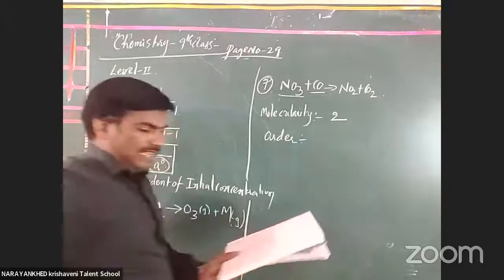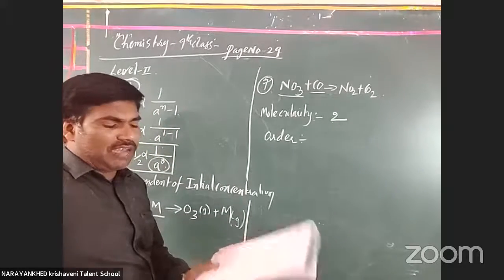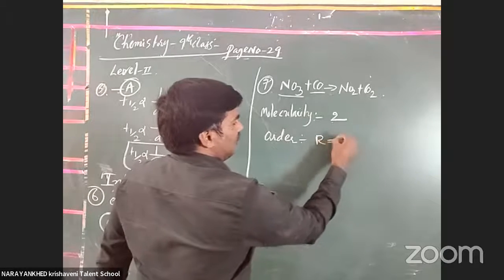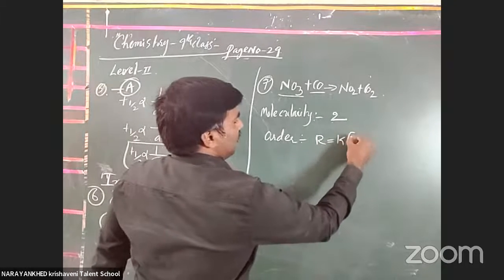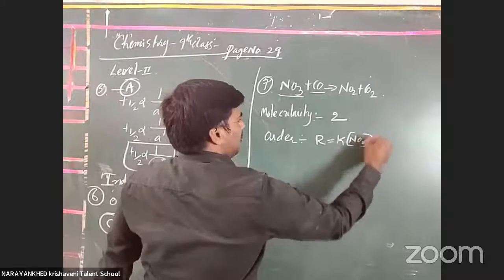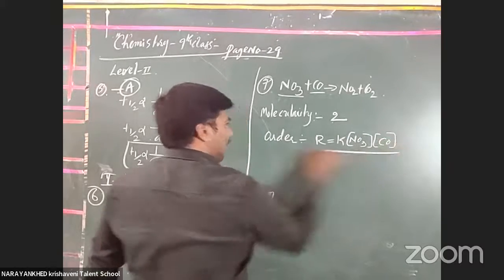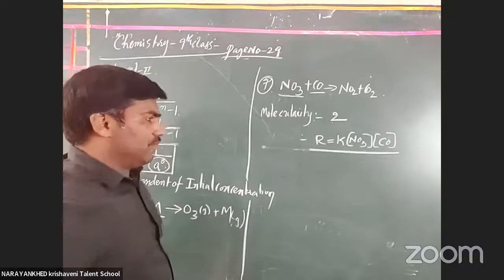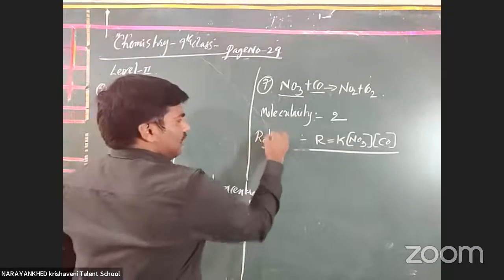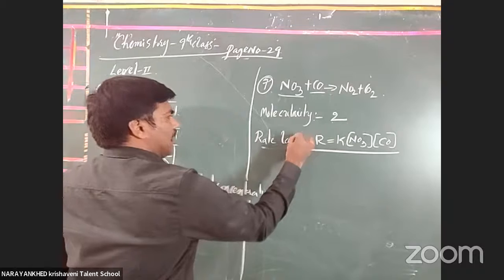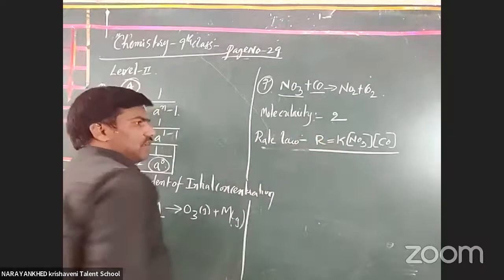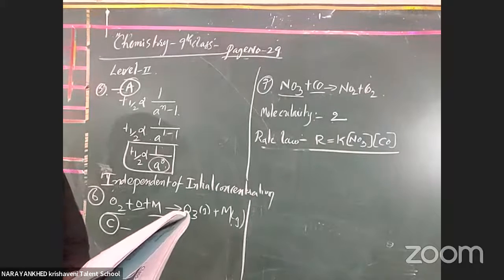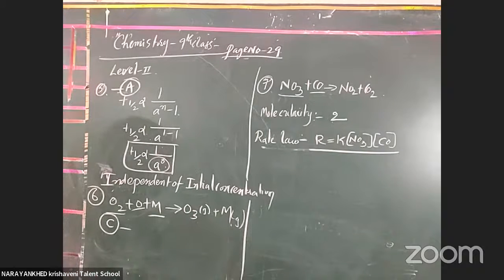You know very well what the rate law is and how to write it. It is simple: the rate R is equal to K into NO3 into CO. This is called the rate law. Clear or not? The rate law is R equals K NO3 and CO. Got it or not? This is what we consider here.